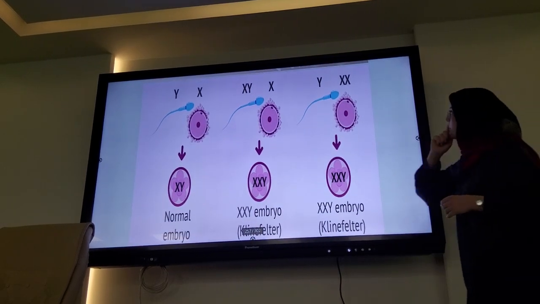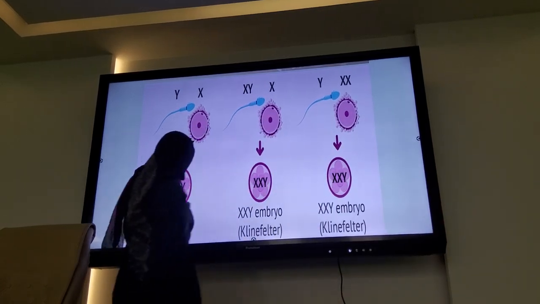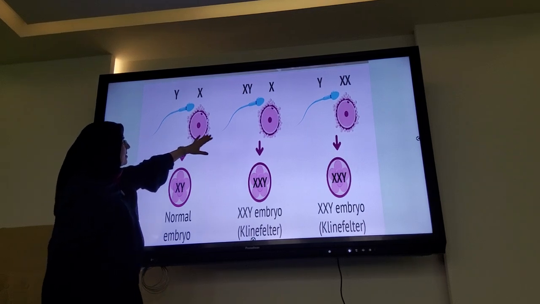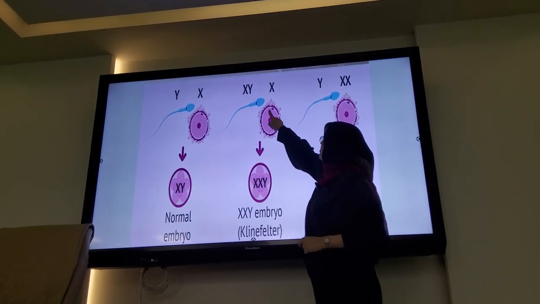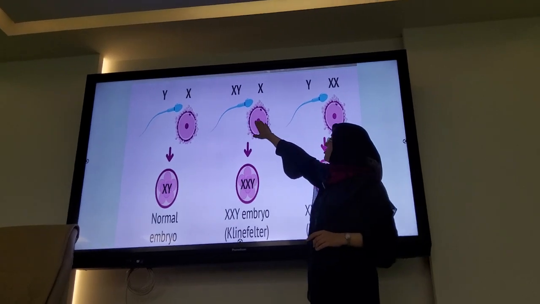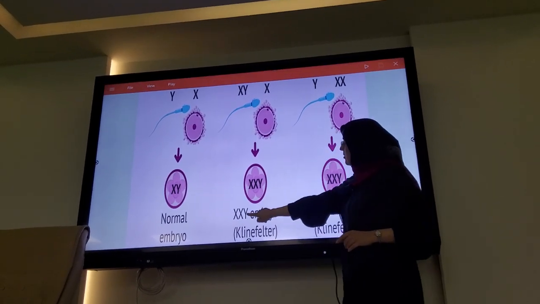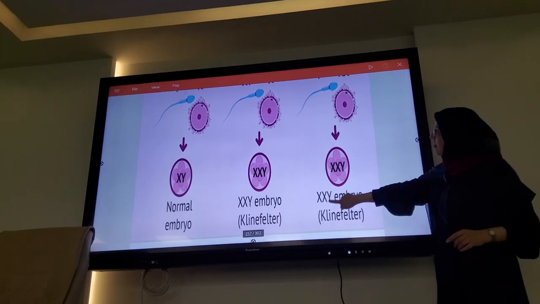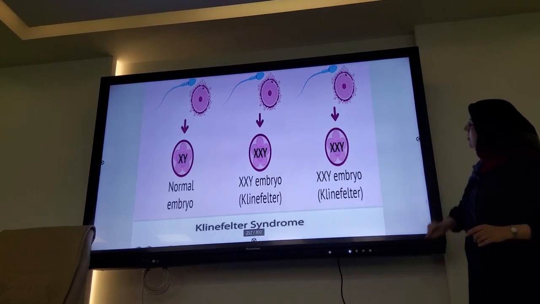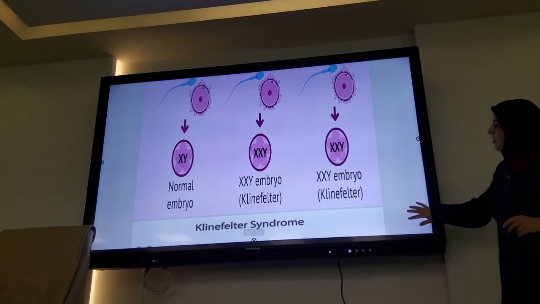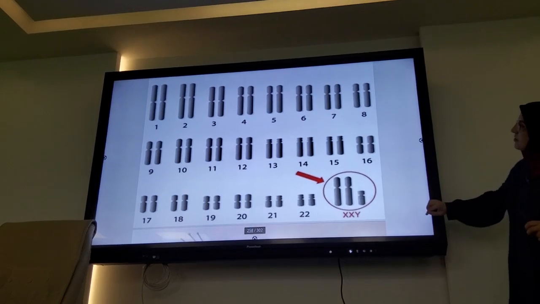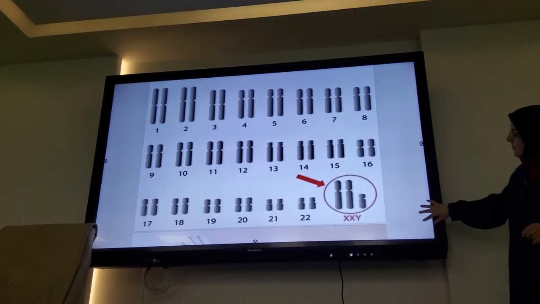Here you can see normal fetus, Y and X. But in this picture, the sperm is XY because of non-disjunction. The ovum is X, so we have XXY, Klinefelter. Here, abnormal ovum with normal sperm, so we have again Klinefelter syndrome here. This is the genotype by karyotyping.